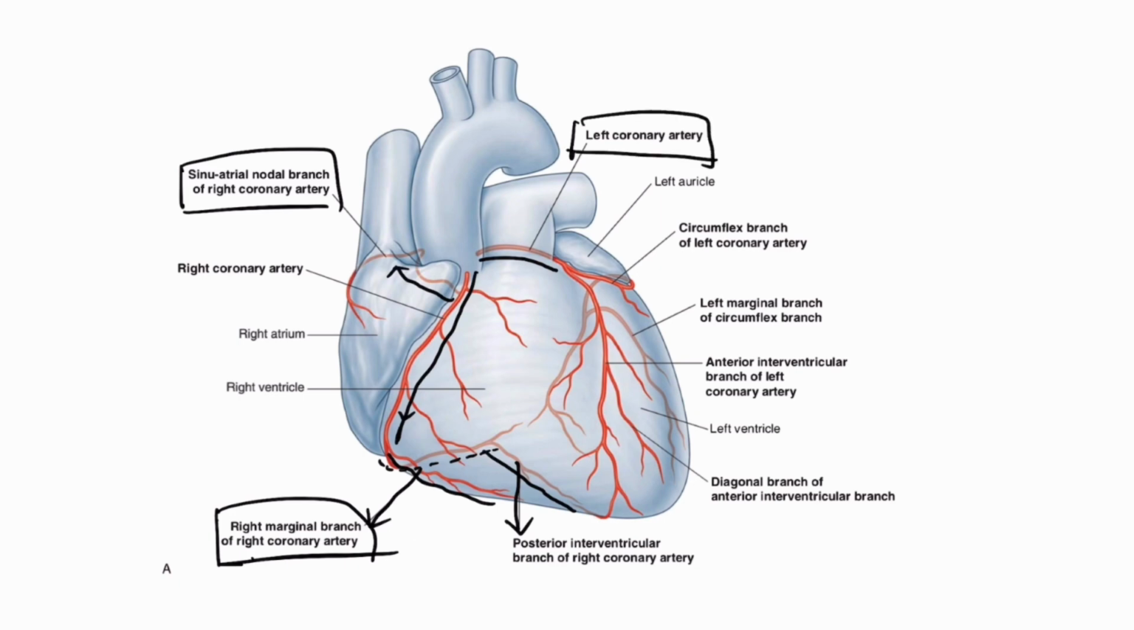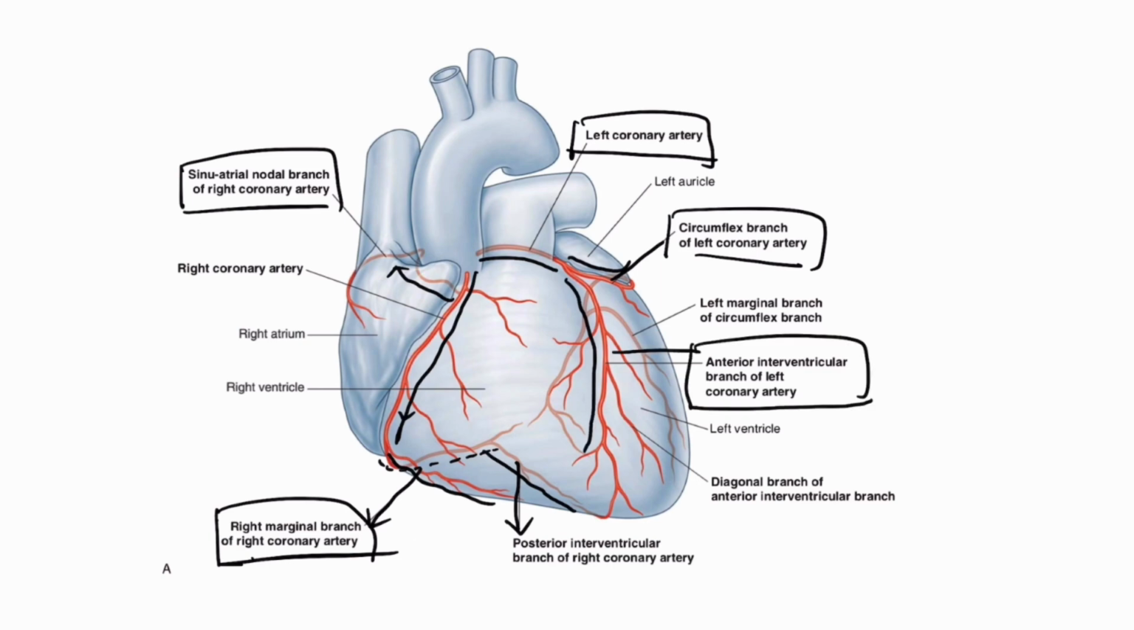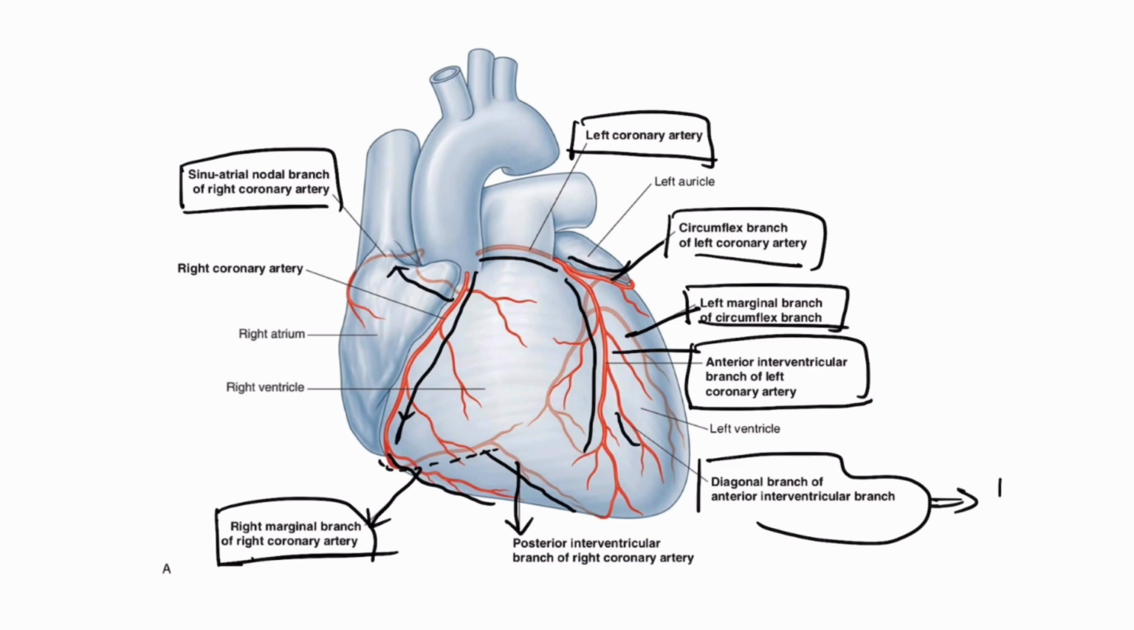As we already know, it is very short, and this gives rise to two branches. They are the circumflex artery, this is the circumflex artery here, and the anterior interventricular artery. This is the anterior interventricular artery. And this circumflex artery gives rise to the marginal branch. This is the marginal branch here. And this anterior interventricular artery gives rise to the diagonal branch. This is the diagonal branch. This supplies the left ventricle. And that's all about the arteries.